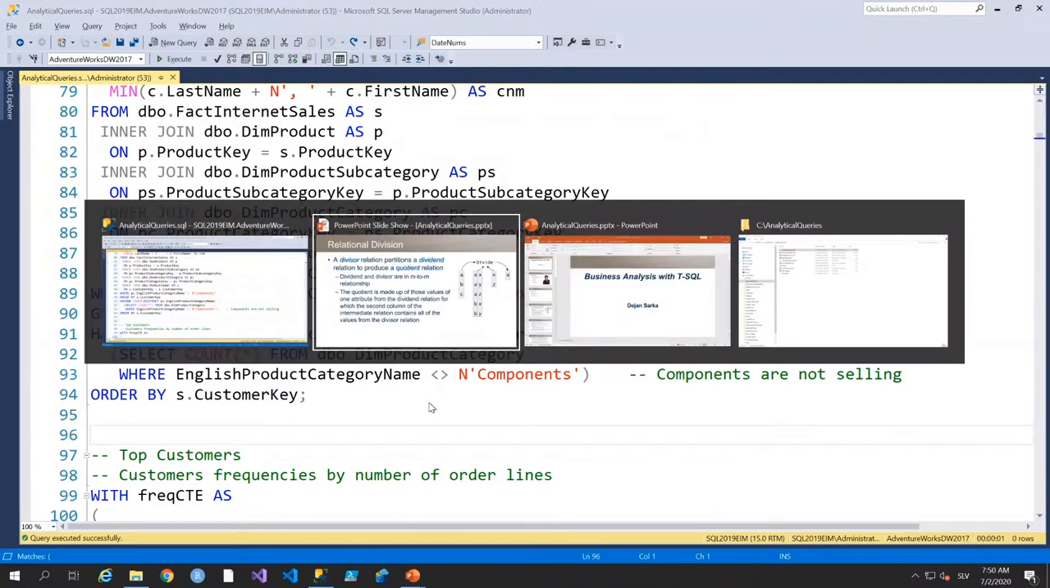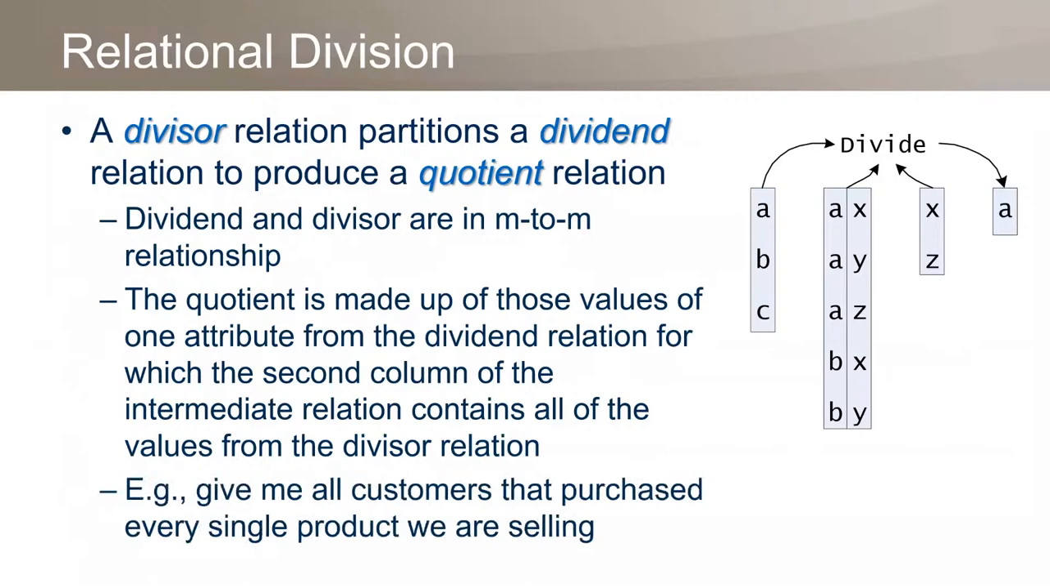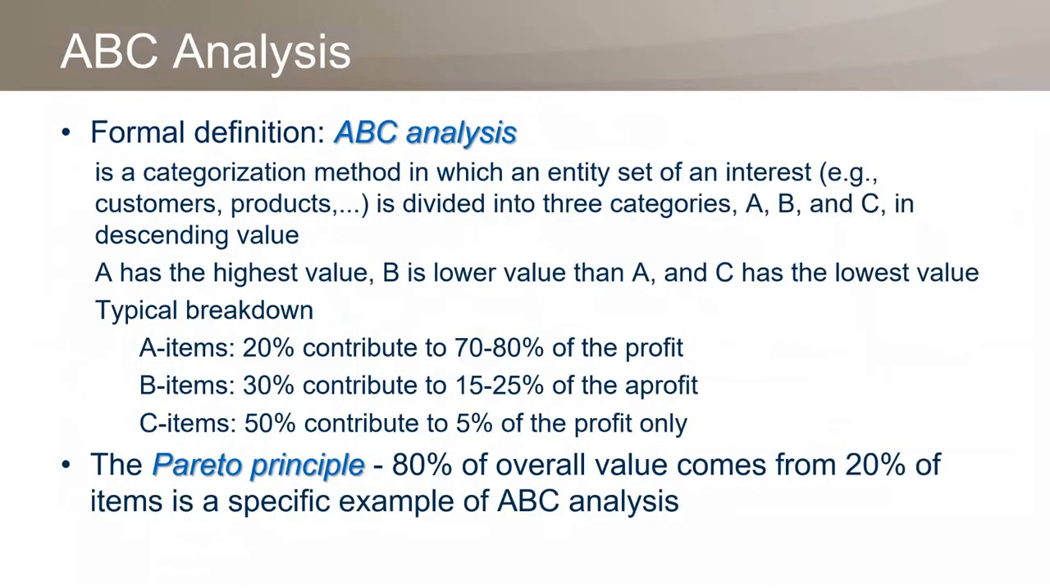Now this might be handy for some analysis, but let's continue with the next one. So very, very popular is so-called ABC analysis. So this is a categorization method in which an entity set of an interest is divided into three categories, A, B, and C, in descending values. And A has the highest value for you, probably gives you the highest profit or highest sales. B is lower than A, and C has the lowest value for you.